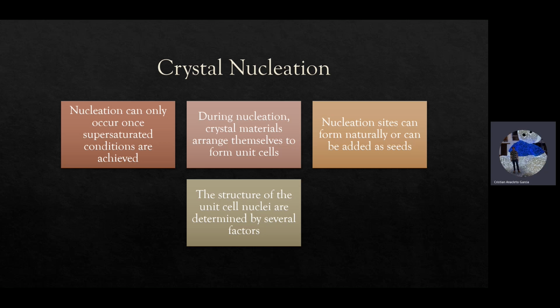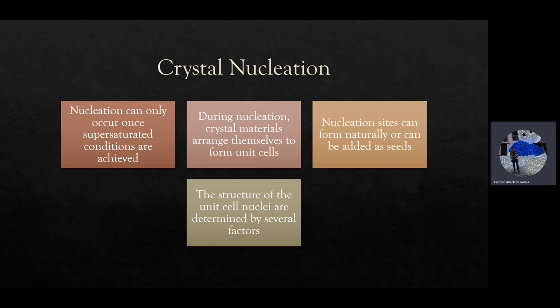As we mentioned, crystal nucleation can only occur once the supersaturated conditions of the solution are achieved. And during this nucleation process, the crystalline material, whether it's pure atoms or molecules, arrange themselves to form the basic unit cells of what will be the crystals. These nucleation sites can form naturally within the solution, or they can occur artificially in a process known as seeding, whereby one would add small amounts of solid crystal into the liquid solution.